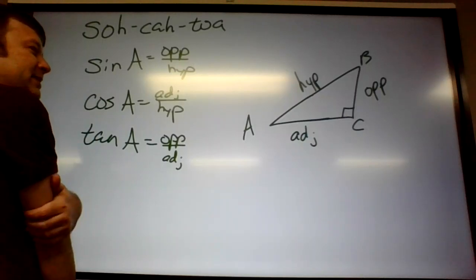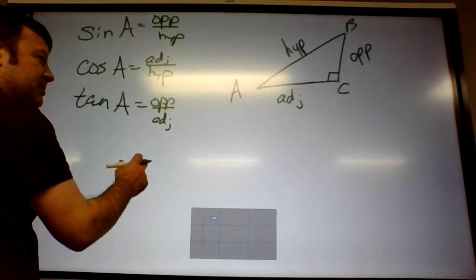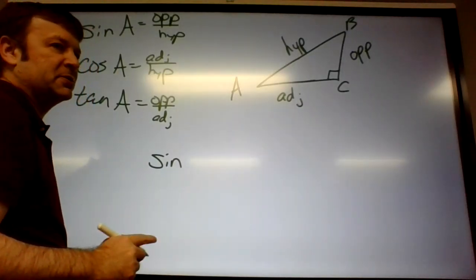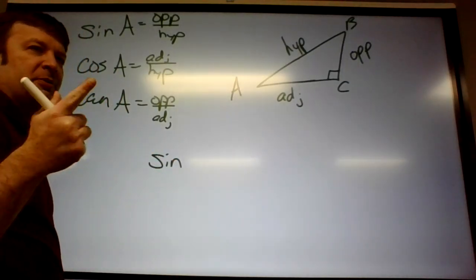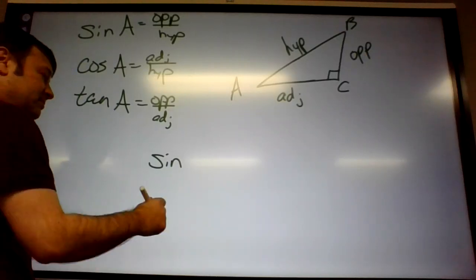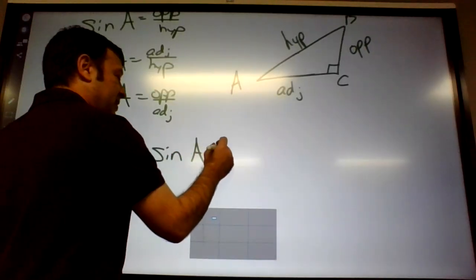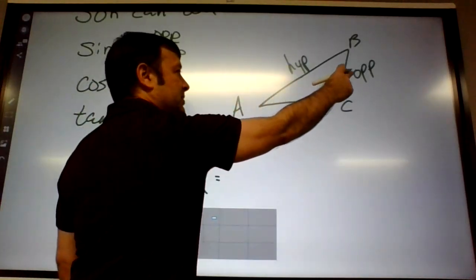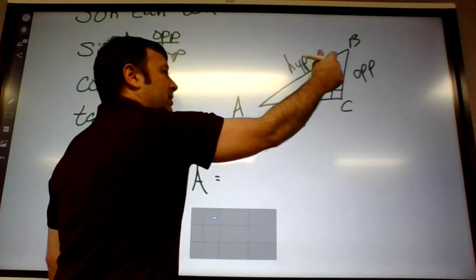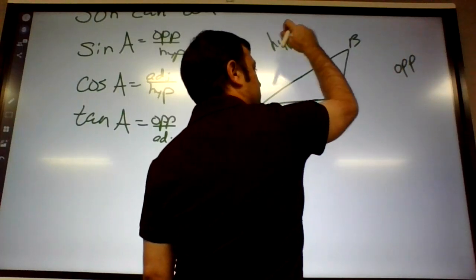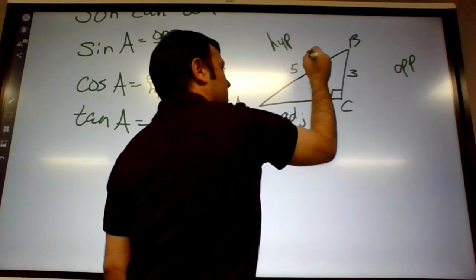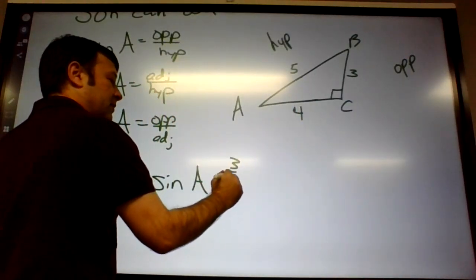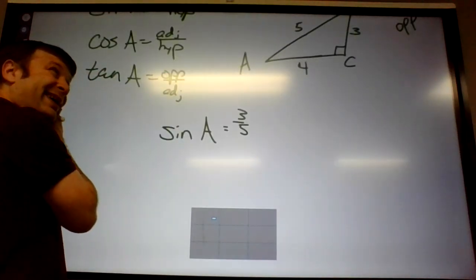Sometimes they'll just ask, and these are popular ACT questions. Has anybody taken the ACT? Remember questions like this? Sometimes they'll ask, what's sine of A? Because sine is opposite over hypotenuse, they'll have numbers in that case. They might put a 3 and a 5, and this we'll say is a 4. Sine of A would equal 3 over 5.